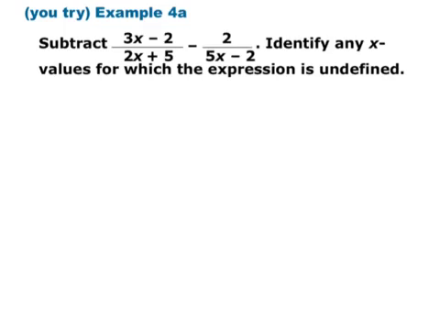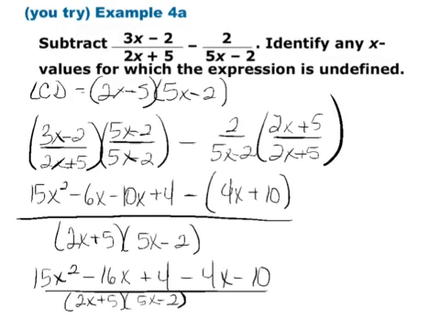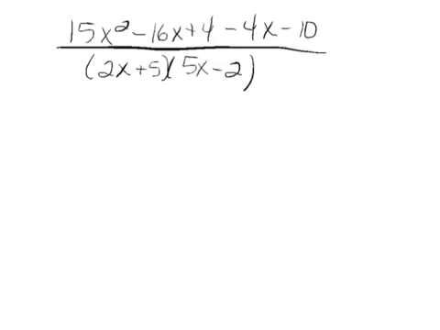Okay, why don't you try one? Push pause and I'll work it out and we can check answers. Okay, this is where we are so far. I've run out of room, so I thought I'd let you look at it before I moved on to the next slide. I'm still collecting like terms, but if you look up here, my LCD is 2x plus 5, 5x minus 2, so I had to multiply the first expression by 5x minus 2 over 5x minus 2, and the second expression by 2x plus 5 over 2x plus 5. I had to FOIL here, and here I just distributed.